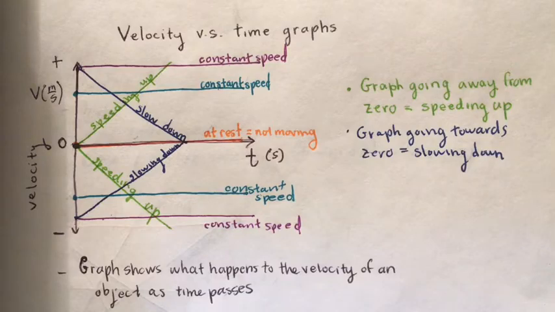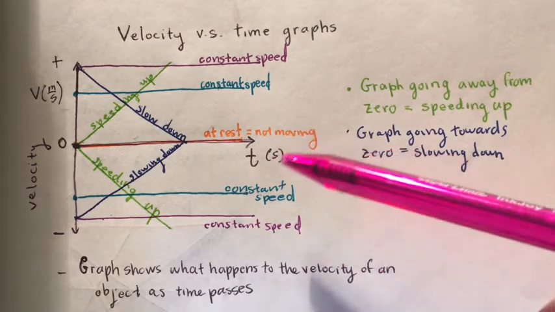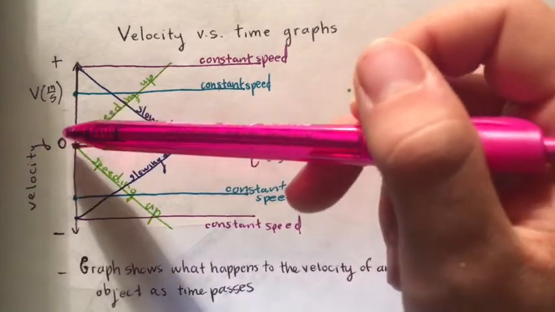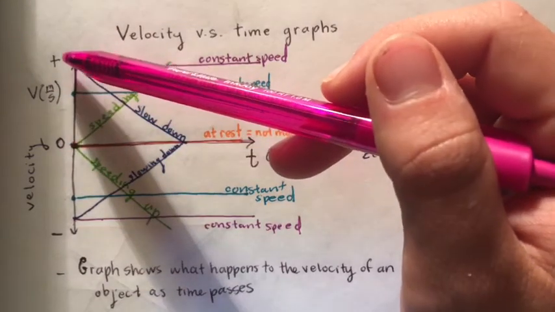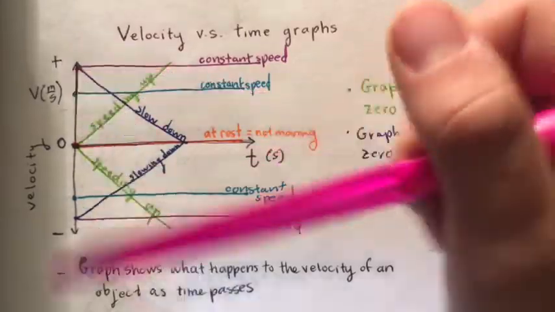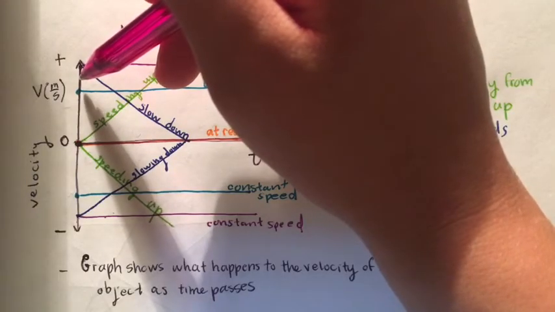Final example, this one's important. So what happens at the beginning? Well, at time equals 0, the person is moving, they have a speed, and they are moving in the positive direction, which means that we start up here. And we start with a positive velocity.